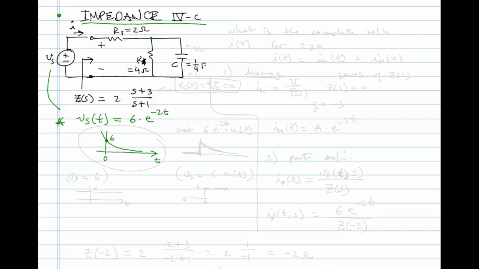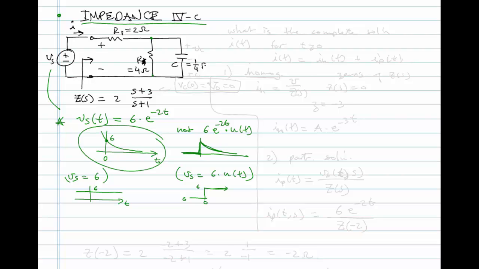Note this is not 6e to the minus 2t u of t, which would look like this. It would be 0, then it would pop up to 6 and come down. That's kind of like the difference between saying V of S is equal to 6 and V of S is equal to 6 times u of t. In this case, it's been 6 for all time, and in this case, it steps up to 6 from 0 at time 0. So we're looking at this case here.